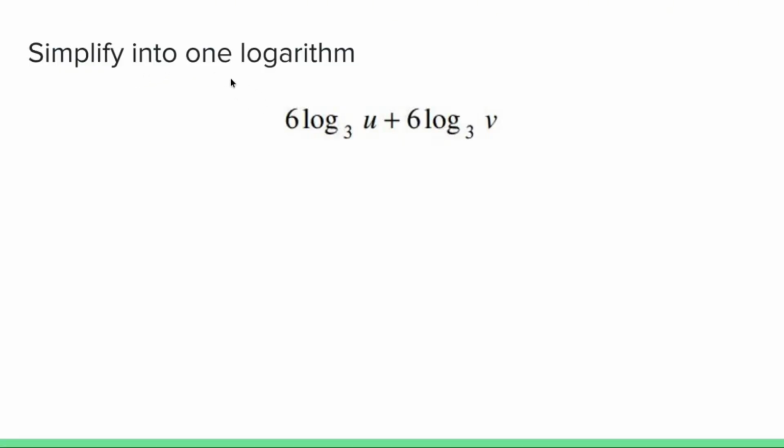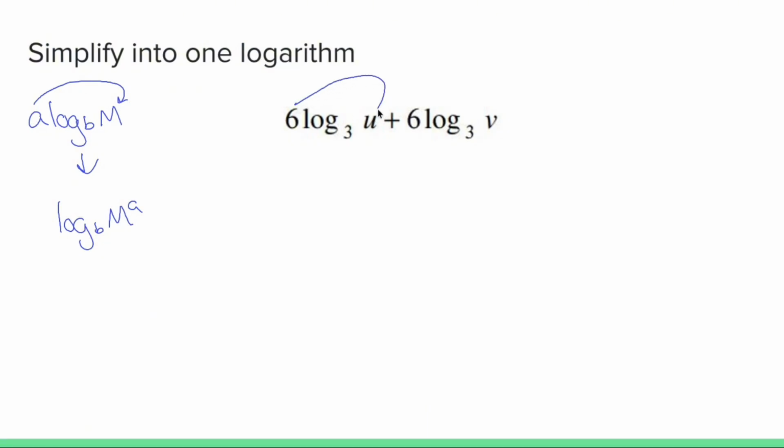Simplify into one logarithm. There are 2 log rules that we're going to follow here. One log rule says that if you have a number in front of a log, so log base b of m, and there's a number a there, you take that a and make it an exponent, so this becomes log base b of m to the a power.